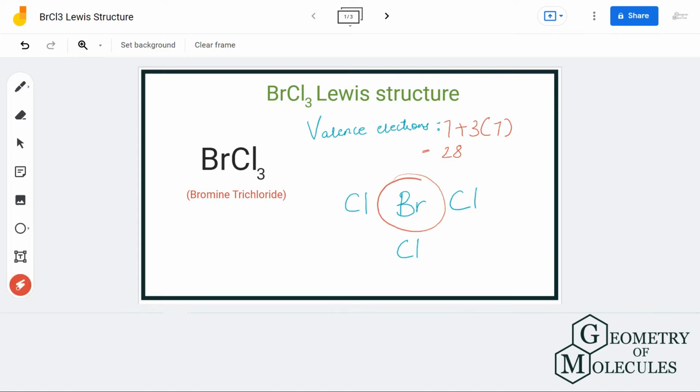The bromine atom here will take the central position, and the chlorine atoms will be arranged around this atom like this. To show a bond between these atoms, we are going to place a pair of electrons, and doing that we will be using up 6 valence electrons out of 28.